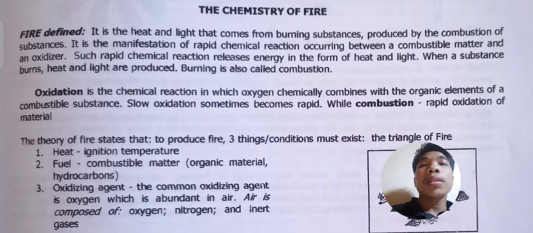So, first, let's define the word fire. Fire is the heat and light that comes from burning substances produced by the combustion of substances. It is the manifestation of a rapid chemical reaction occurring between a combustible matter and an oxidizer. Such rapid chemical reaction releases energy in the form of heat and light. When a substance burns, heat and light are produced. Burning is also called combustion.